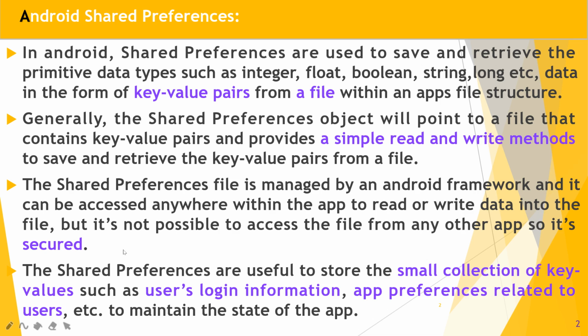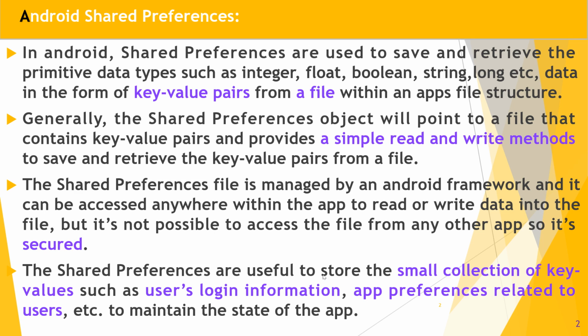Shared preferences are useful to store a small collection of key values such as user's login information, that is username and password, and app preferences related to the users, to maintain the state of the app. So these are some examples where we want to use shared preferences. Shared preferences is a small collection of key value pairs, stored in the form of key value pairs.